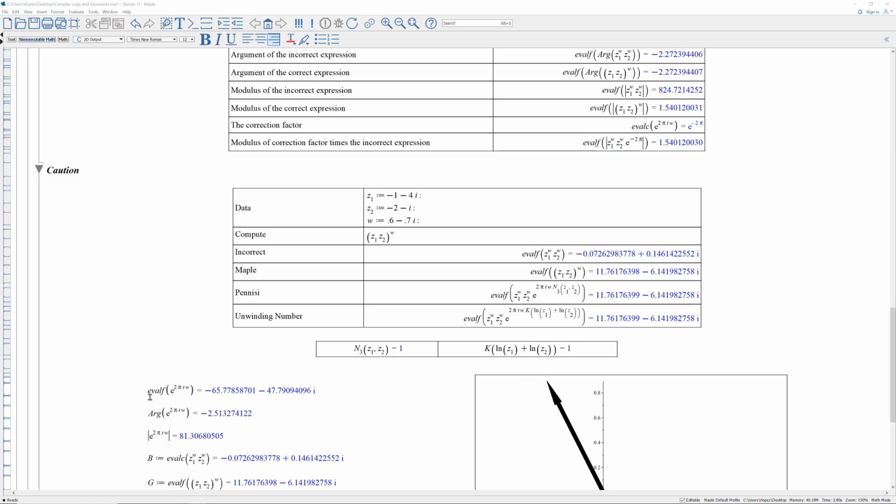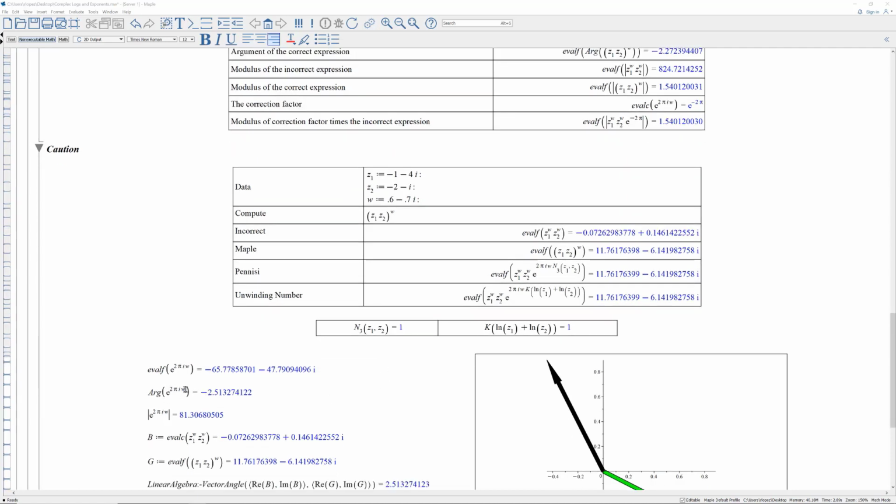So let's look at the correction factor, e to the 2 pi i W, for this W here. You notice it doesn't collapse to something nice like e to the minus 2 pi. What is the argument of the correction factor? This is the argument of that correction factor, e to the 2 pi i W. Remember, either K or N3 is 1, so you get 2 pi i W. What is the magnitude of the correction factor? Well, that's 81.